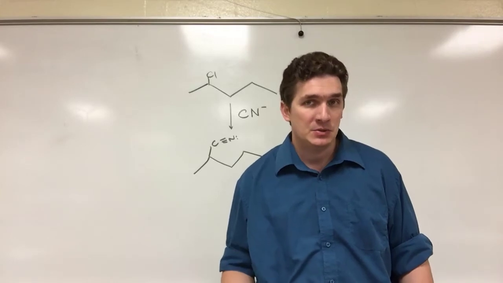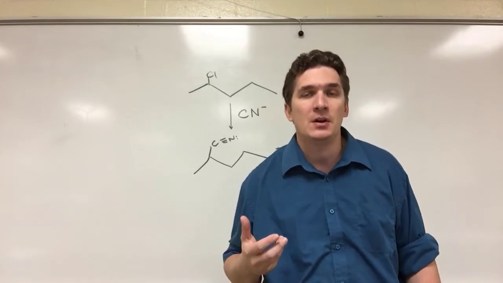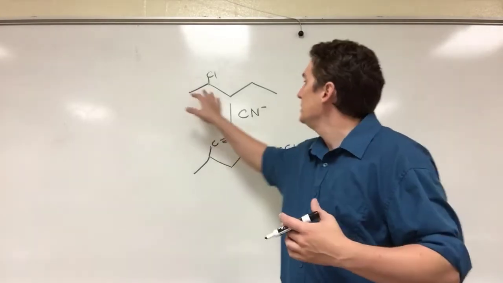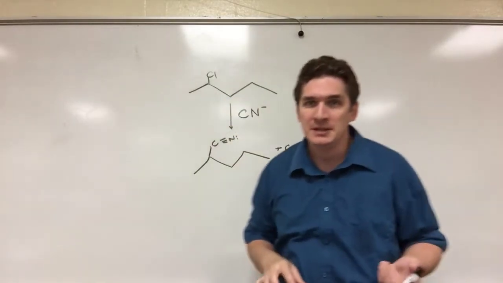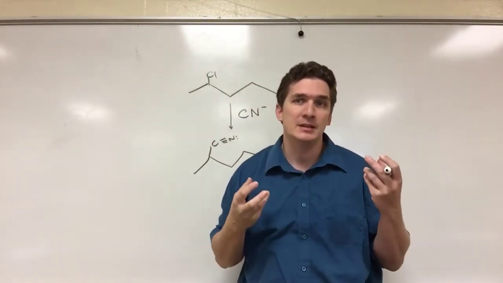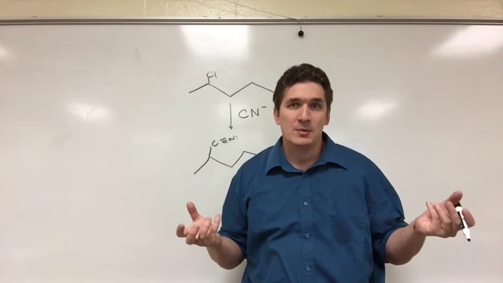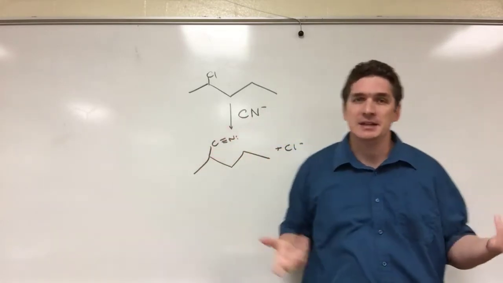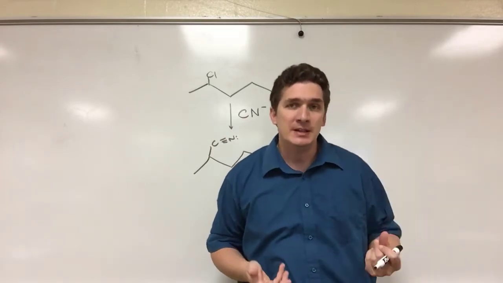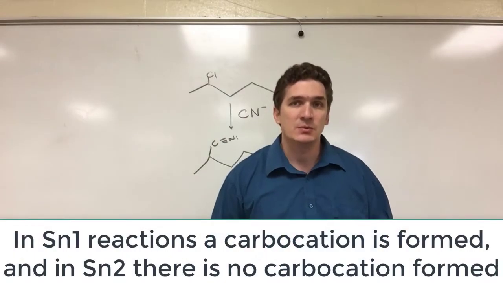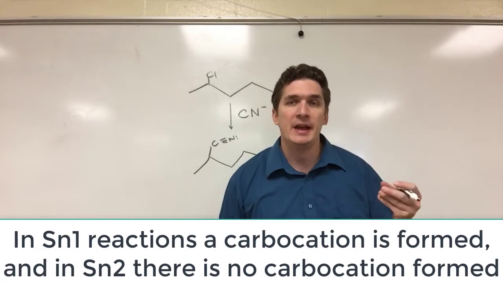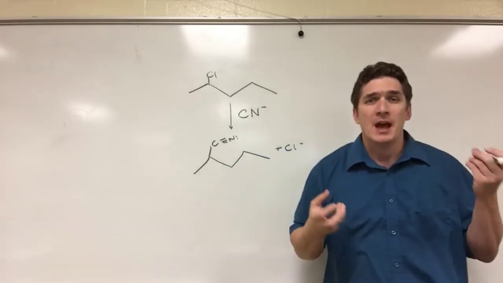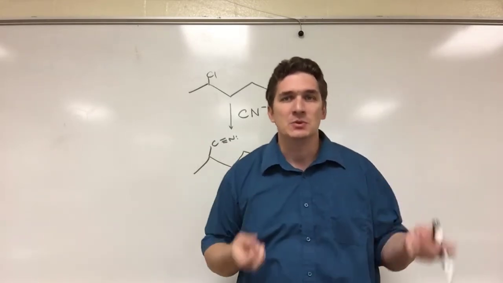Sn1 mechanism, as you should recall, is when our leaving group, in this case chlorine on our 2-chloropentane, pops off and we form a carbocation, and then in the next step our nucleophile, in this case cyanide, attacks it. And in Sn2, this is a concerted mechanism. So we have Cl leaving as the CN is pushing it out. How do we select for which mechanism we want?